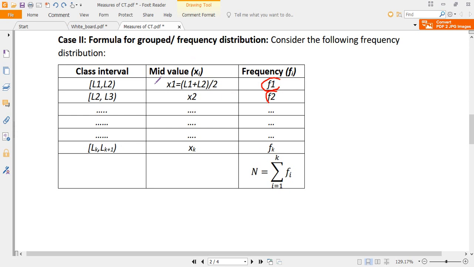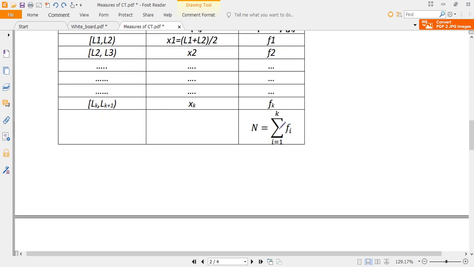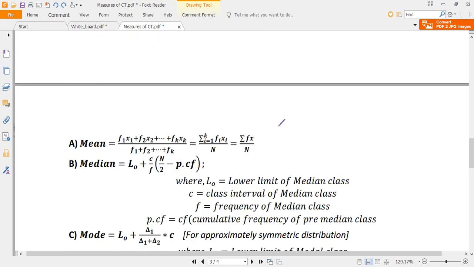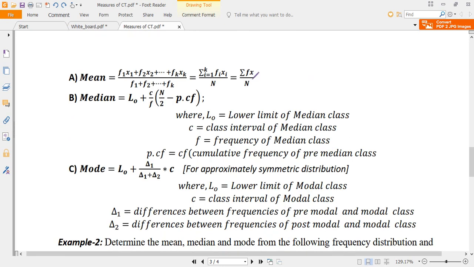So for the first class we have the mid value: simply add the lower limit and upper limit, then divide by 2, and we have the mid value. So for a frequency distribution, how do we compute the arithmetic mean, or simply the mean? The formula for calculating the arithmetic mean is sum of fx divided by n.